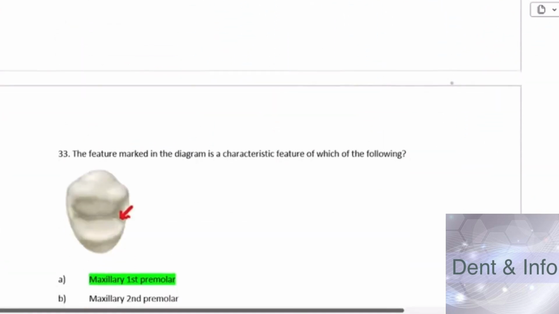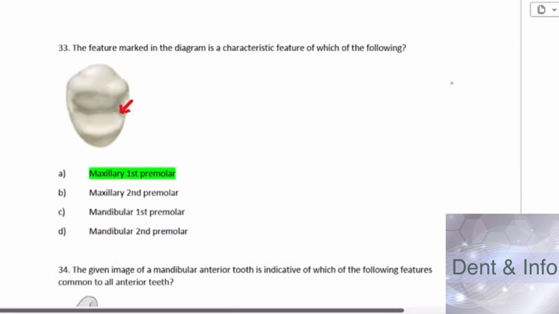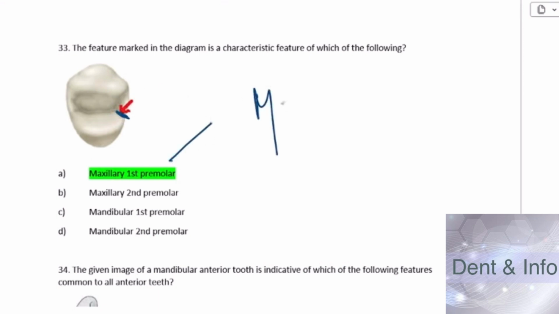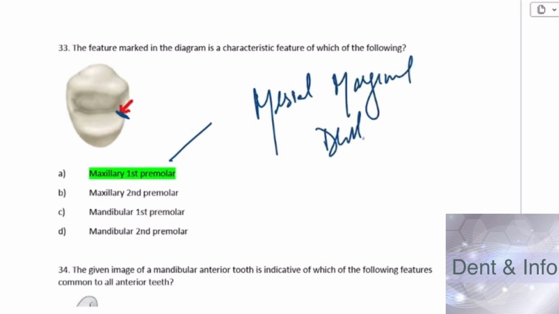Next, the feature marked in the diagram is a characteristic feature of the following. Now we have brought in the mesial marginal developmental groove also. The red arrow, this is the maxillary first premolar occlusal aspect. So the maxillary first premolar, and the groove we are talking about is the mesial marginal developmental groove, right?